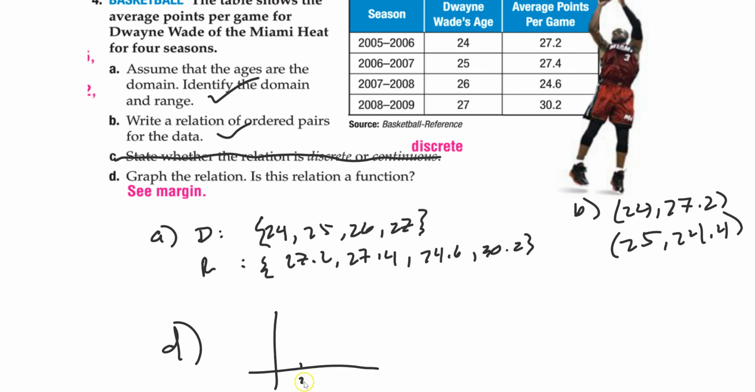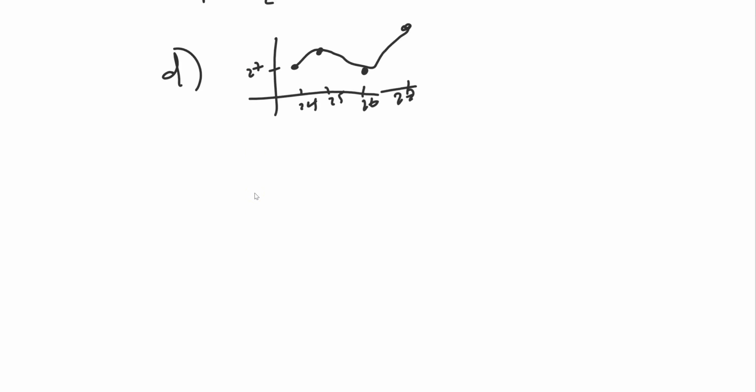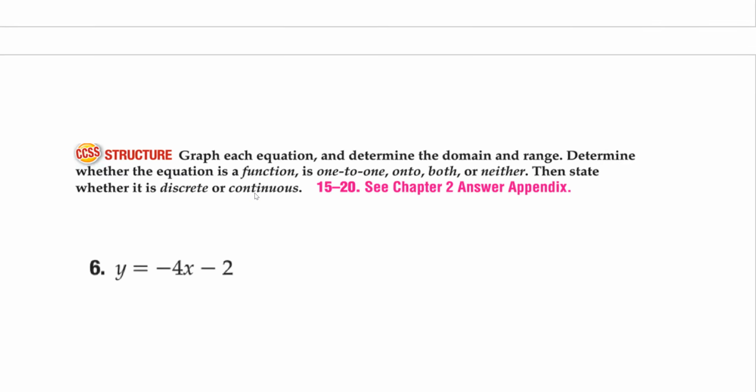I'm going to do a crappy graph, 24 and 27, like that. And then 25 is a little bit higher. Even less than that. I don't know why I did that. 26 had a down year. And then 27, he came back with a vengeance. So let's connect the dots. I get that. So again, yes, it's a function. Passes the vertical line test. So there that goes. Let's move on.